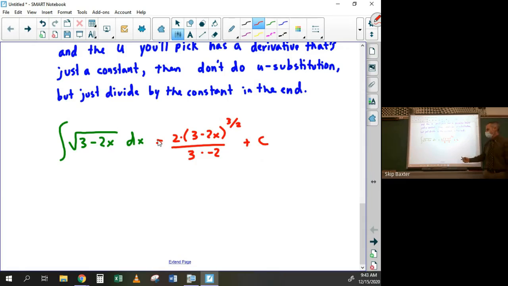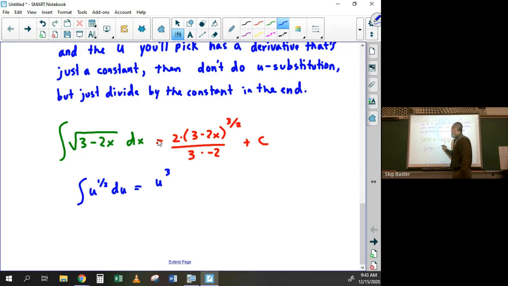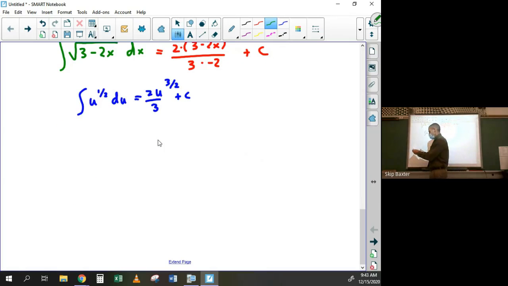Normally, if this was just the integral of u to the 1/2, its integral would be u to the 3/2 times 2/3, right? So all you're going to do differently is divide by the derivative of whatever u you were going to pick, if that derivative happens to be a constant. That might seem a little complicated, but once you get used to it, it's much quicker. It's a super time saver, okay?